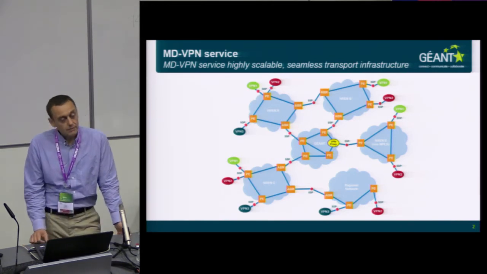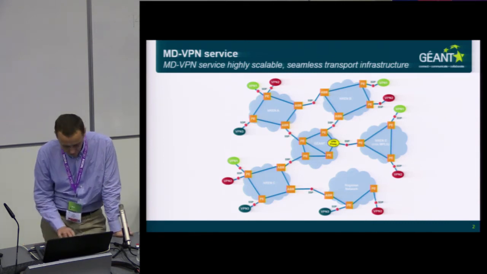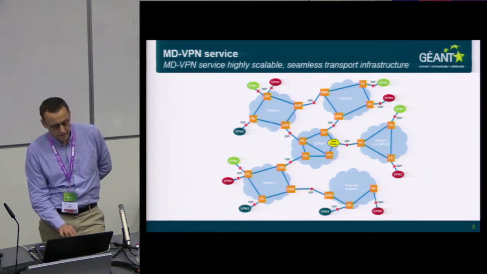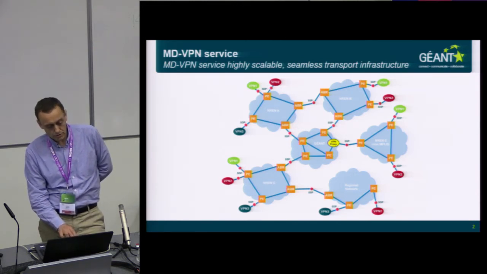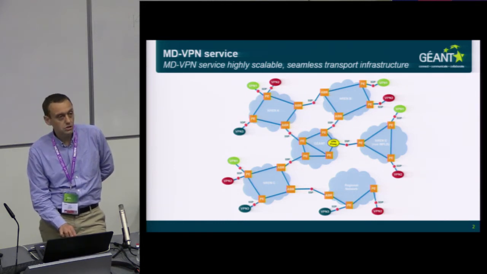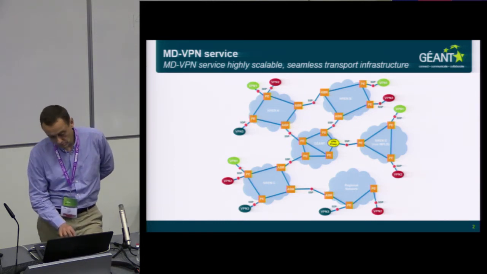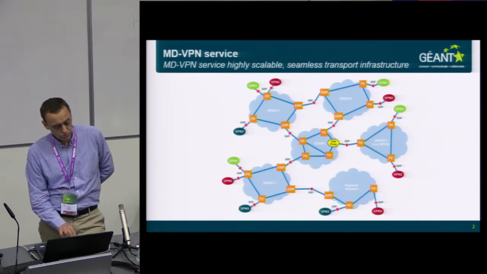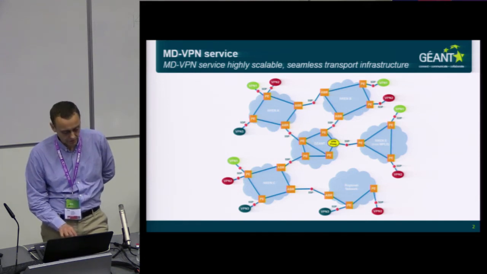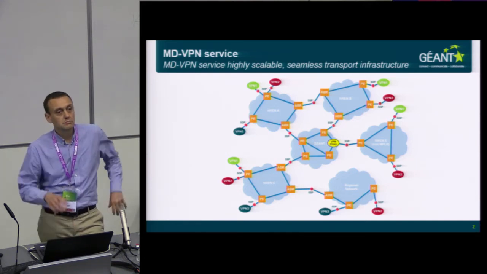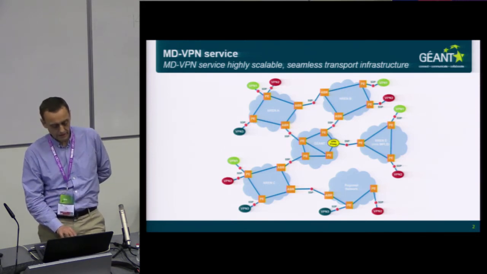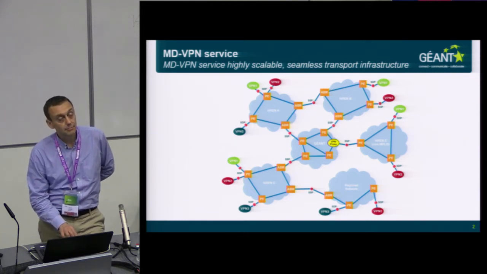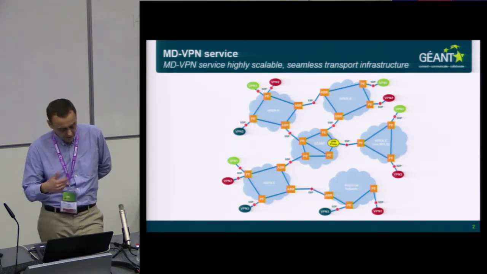In fact, MDVPN is providing a seamless infrastructure. If you look at the services, the border of the services is not at the border of GÉANT or the NRENs, it is at the border of the NREN, or even at the border of the regional network or in the metropolitan networks. So the data is delivered to the end users at the edge of the NREN, and then the data is encapsulated into a VPN and goes through the NREN.